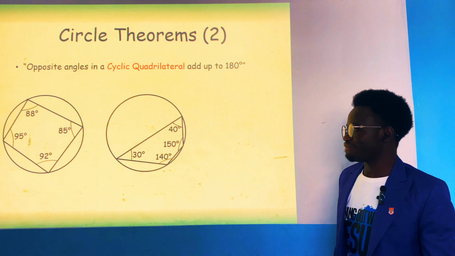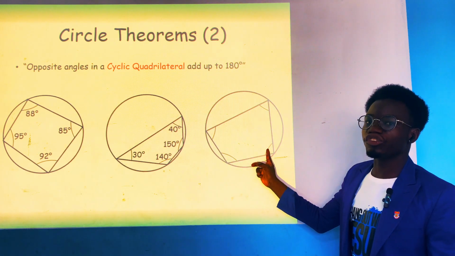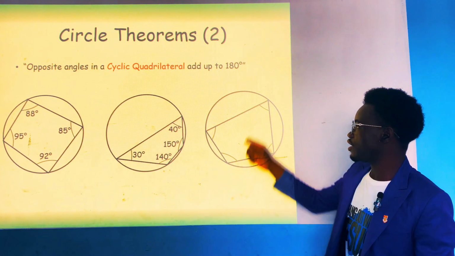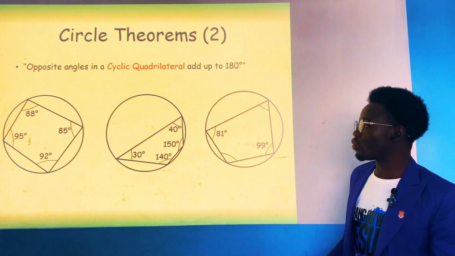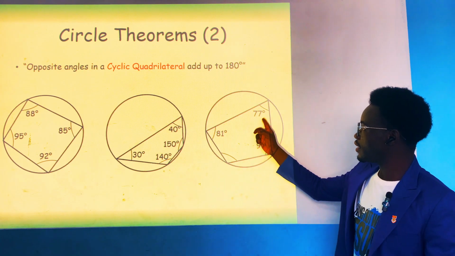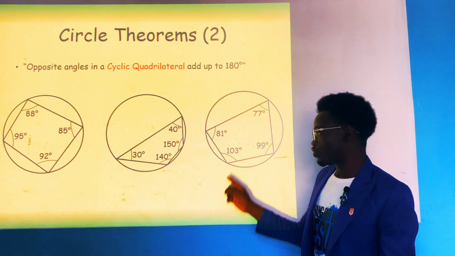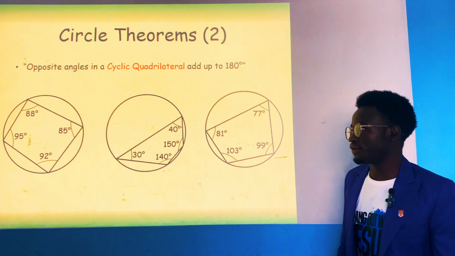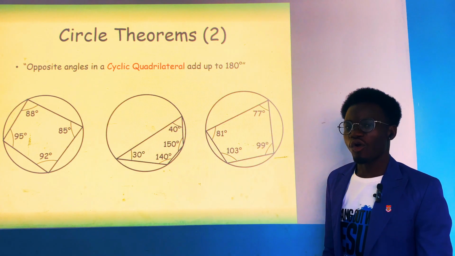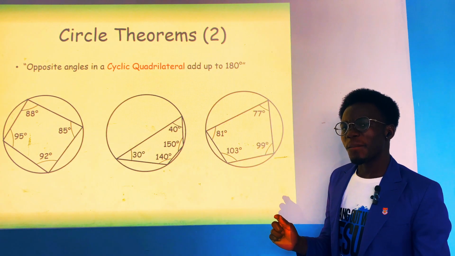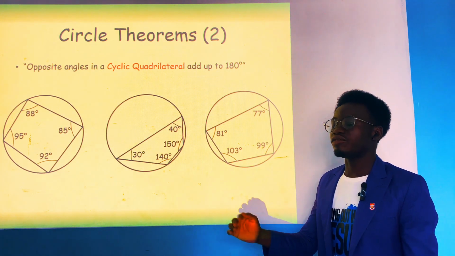Okay? And then we can have another one here. This angle and this angle also sum up to 180, the same as that. So if here is 99 degrees, then here is 81 degrees. If here is 77 degrees, then here will be 103 degrees, because when I sum this plus that, I'll get 180 degrees. Now, this theorem is well established: opposite angles in a cyclic quadrilateral sum up to 180 degrees.